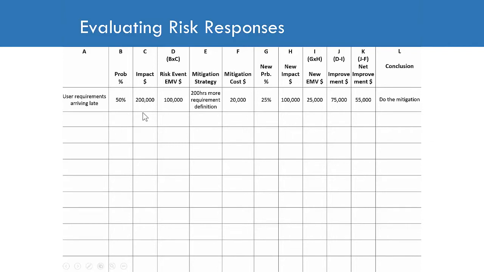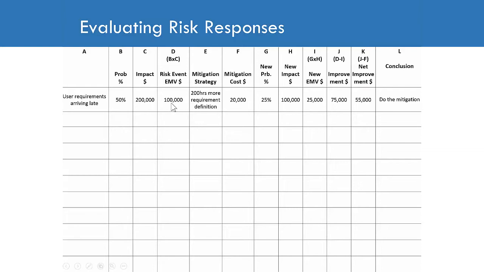Sometimes it's unrealistic to come up with a single point impact like this. It could actually be a frequency distribution of possible different impacts. But for the purpose of this style of risk register, we have to guess at a single point impact amount. Clearly, the expected monetary value of the risk event is 50% times $200,000, or $100,000.